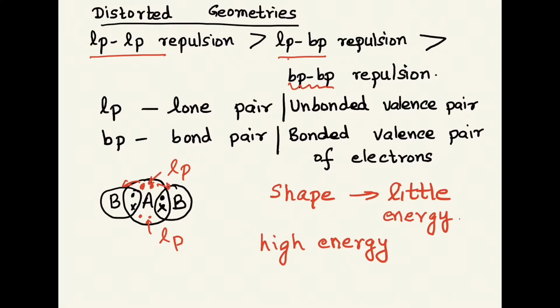So the lone pair is the unbonded valence pair. The bond pair is the bonded valence pair of electrons. In case you are not sure about these terms, we have already discussed these in detail in video number 1. My earnest request is to please go through that video if you are unsure, and you can always come back to this video. I will not take it down from the channel.